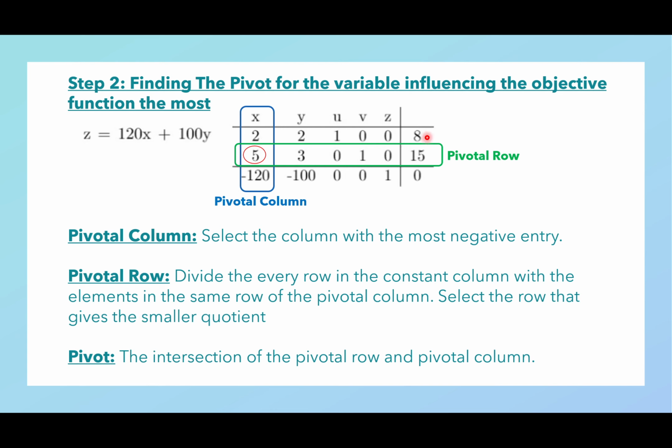So in this case, we divide 8 over 2 and we get 4. We divide 15 over 5 and we get 3. Now 3 is obviously the smaller of the two, so we mark this row as the pivotal row. The intersection of the pivotal column and the pivotal row is what gives the pivot.